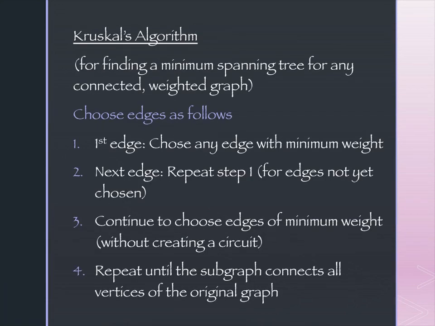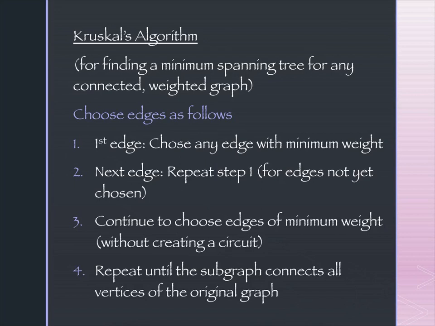So Kruskal's algorithm is a method for finding a minimum spanning tree for any connected weighted graph. The way that we do this is we don't choose vertices to start at, we actually choose an edge to start at. So the first thing we do is we choose any edge with minimum weight. And the reason it says any edge is because there could be multiple edges with the minimum weight, right? They could all have 5.